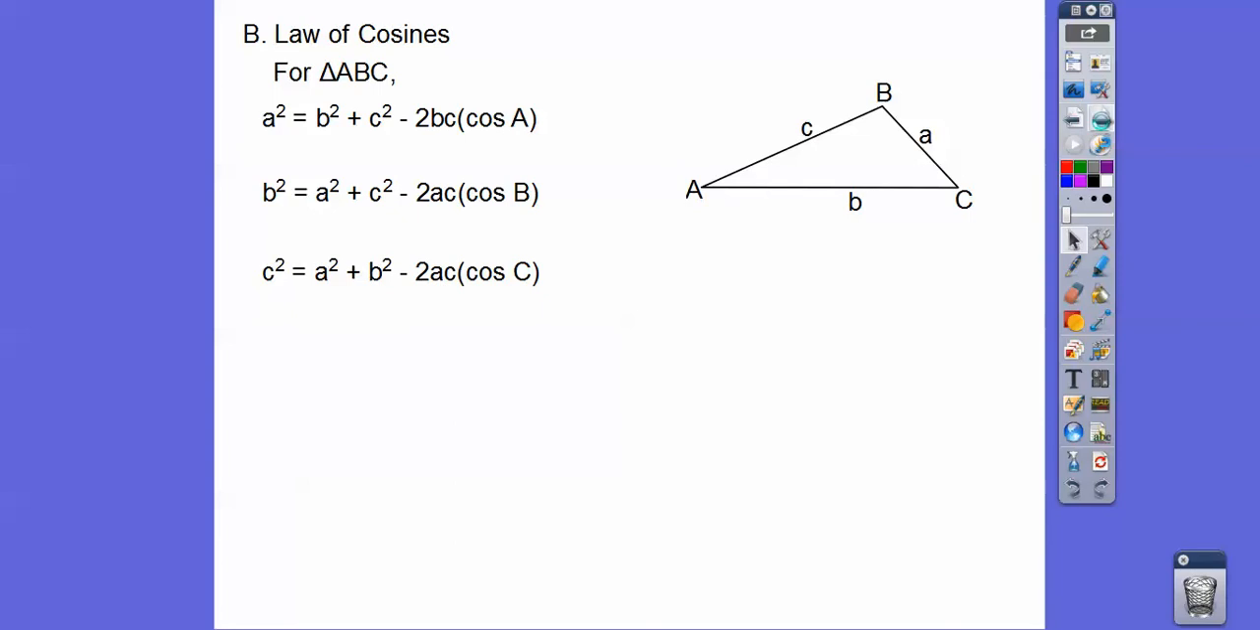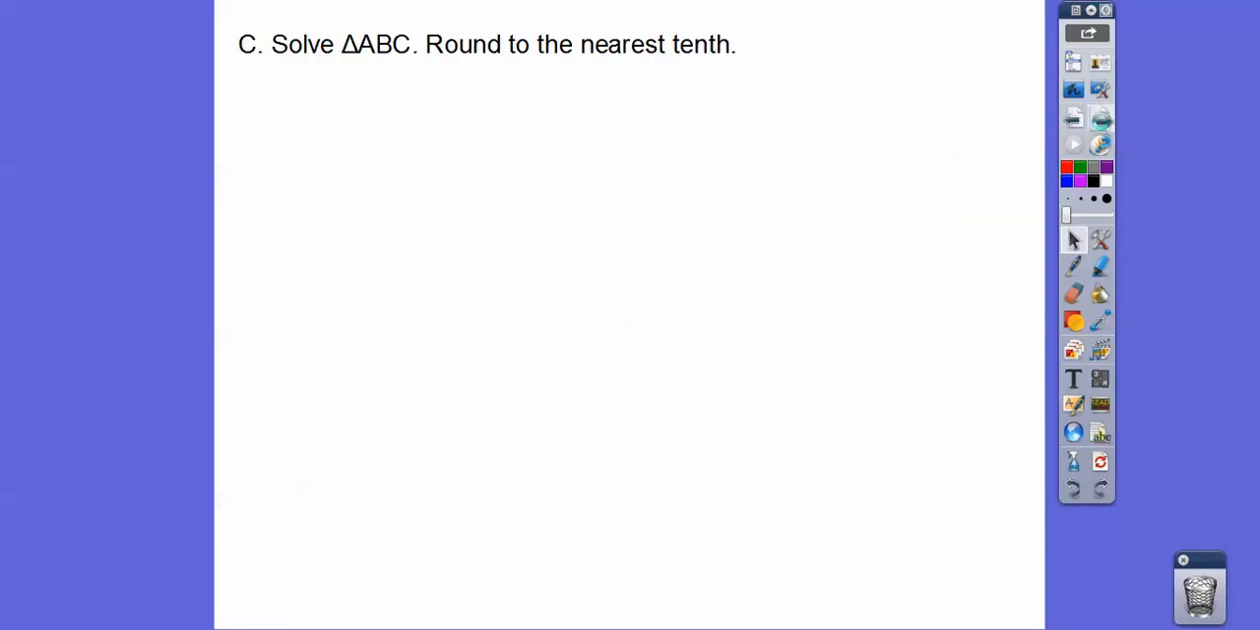All right, let's go ahead and solve the triangles. So here's the first one right here.